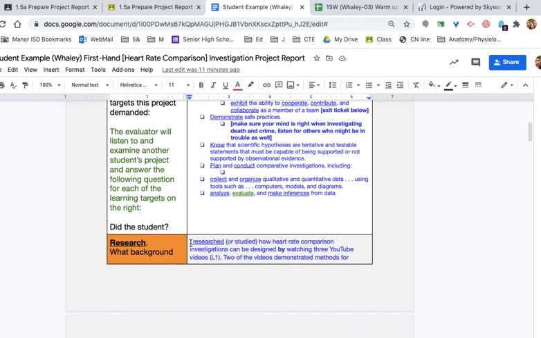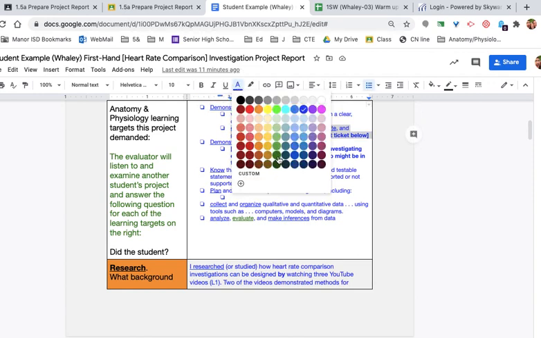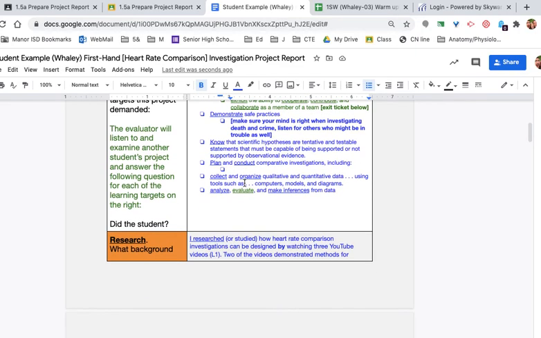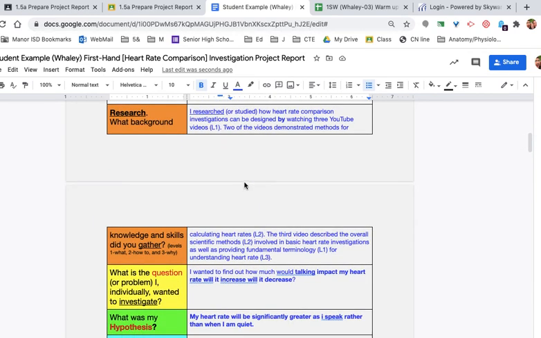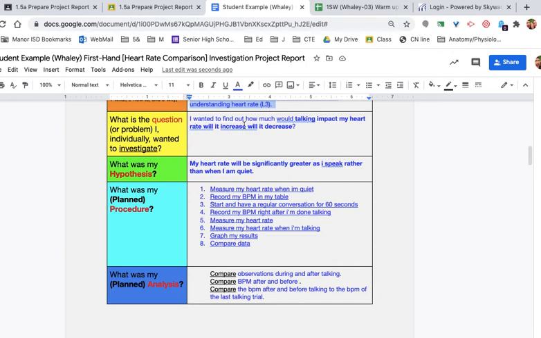Right here, I have done all of these so far. This one kind of goes with the evaluate. I'm going to change it to green. So I changed that color because I've read it, but I'm still working on it. I'm doing the exit tickets, but my evaluation part, I'm not quite done yet. I've already done my background research. That was that playlist we watched a long time ago, heart rate comparison investigations, and I wrote my investigative question.